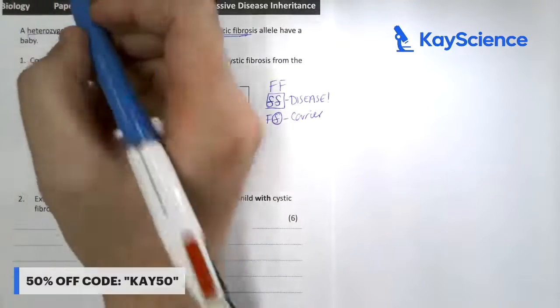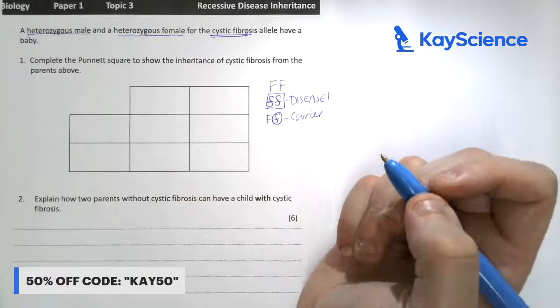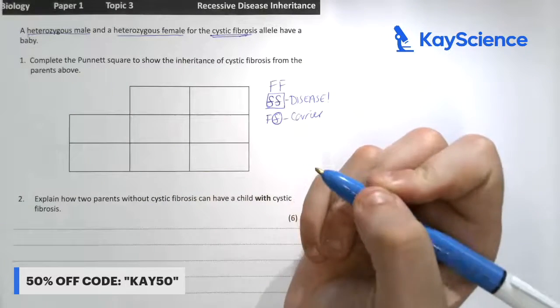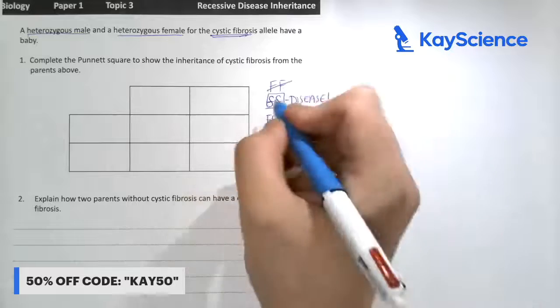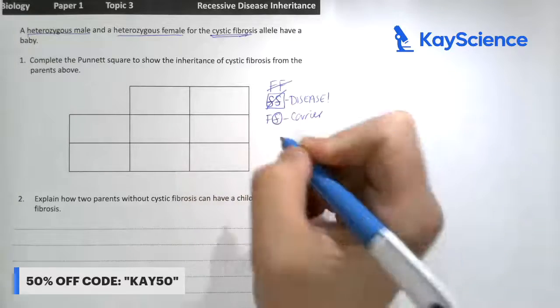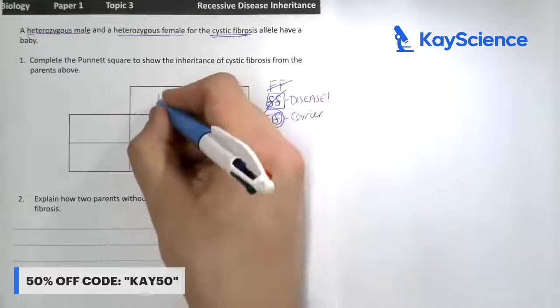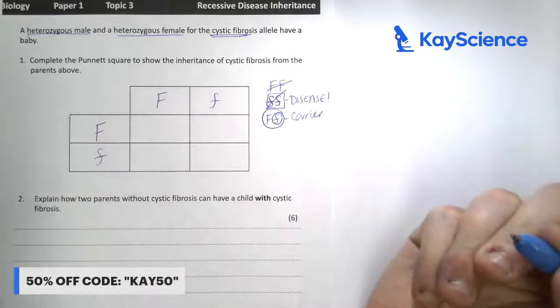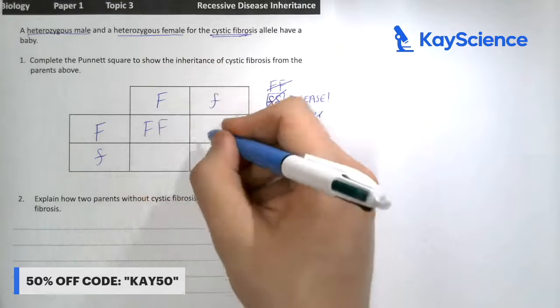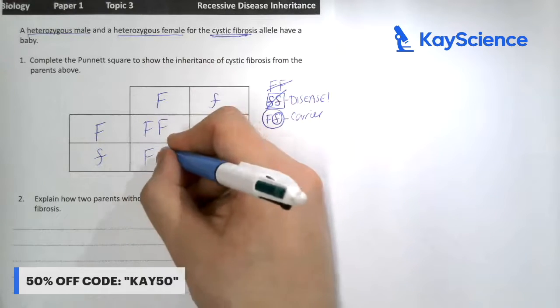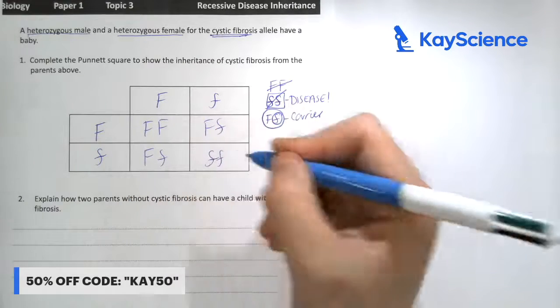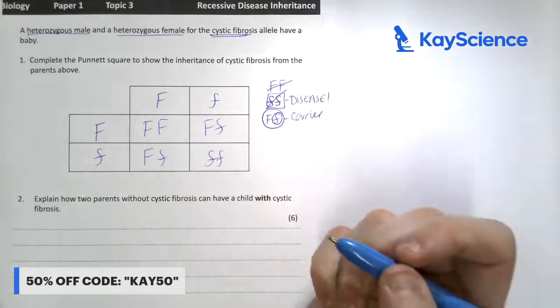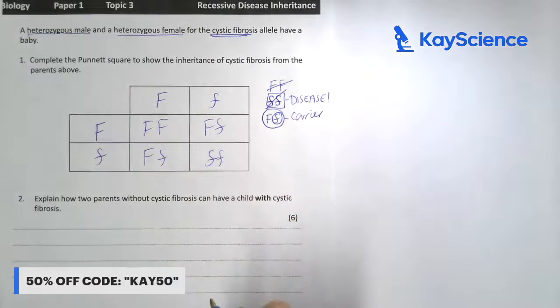So the heterozygous male, heterozygous means that they've got two different alleles. So it can't be big F, big F, and it can't be little f, little f. So it's got to be big F, little f. We know that both parents are heterozygous. So you need the genetic cross diagram: big F, big F; big F, little f; big F, little f; little f, little f.